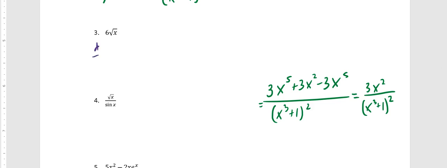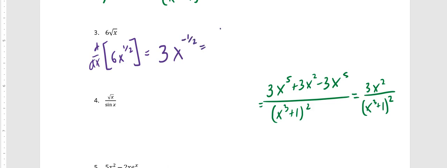The derivative of 6 square root of x is going to be 6 times a half is 3. X to the 1 less than a half is negative 1/2. Written another way, that's 3 over x to the 1/2.